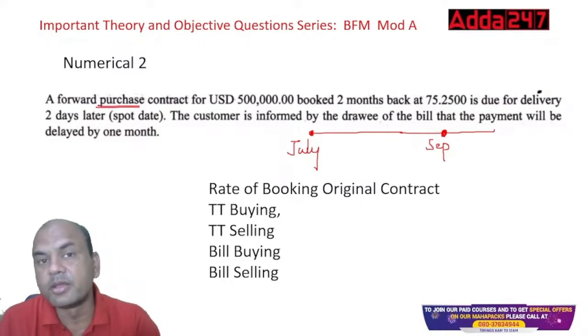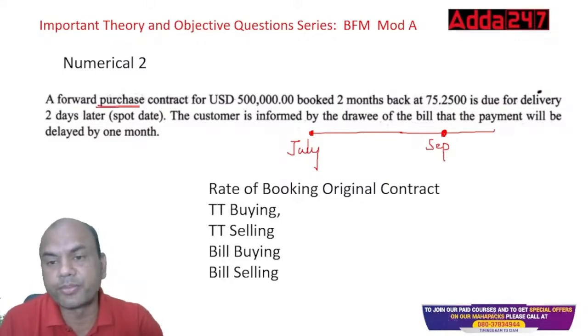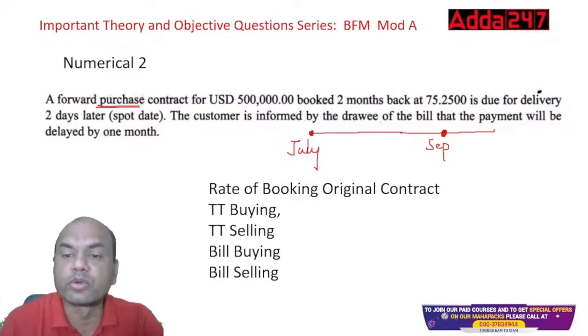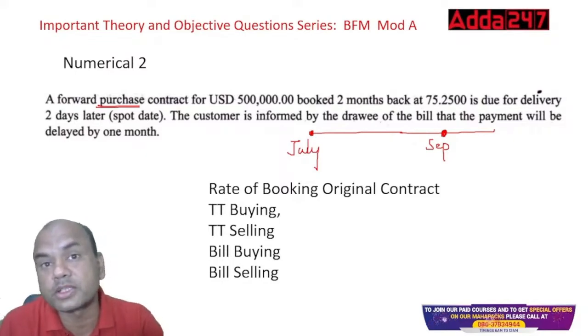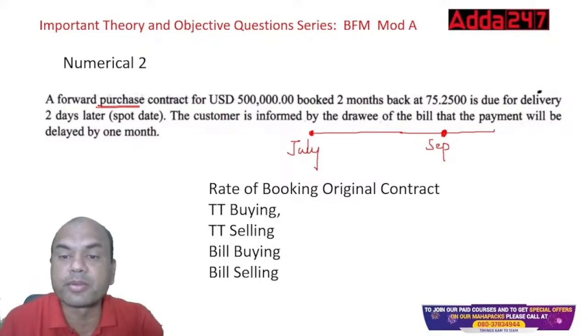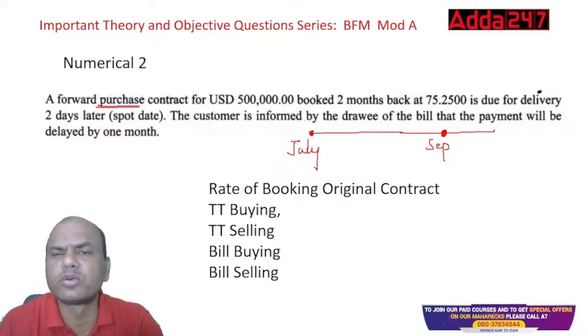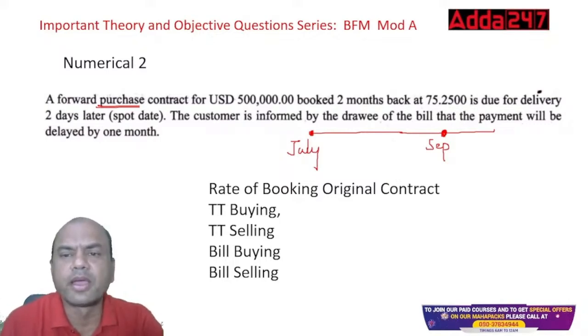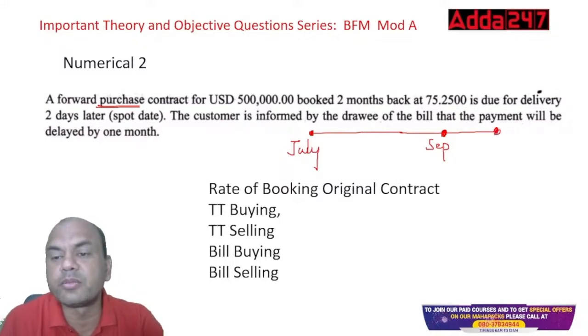Always remember, purchase is always export. So this buyer has told, buyer means what? The buyer of your customer. That buyer was going to pay the customer on September. But this buyer has said that no, I won't be able to pay you now. I'll be able to pay you after 1 month. So I'll be able to pay you in October. Now what have you to do?